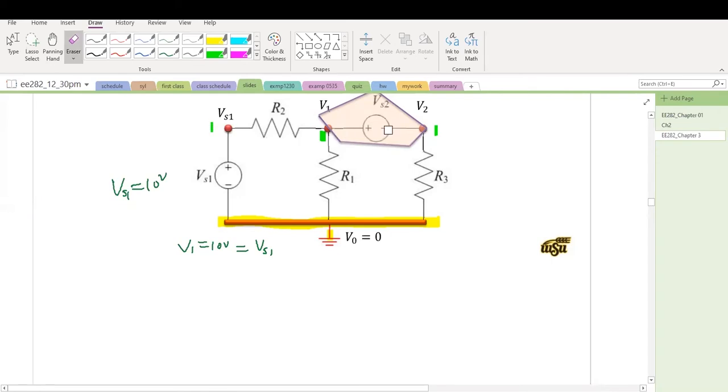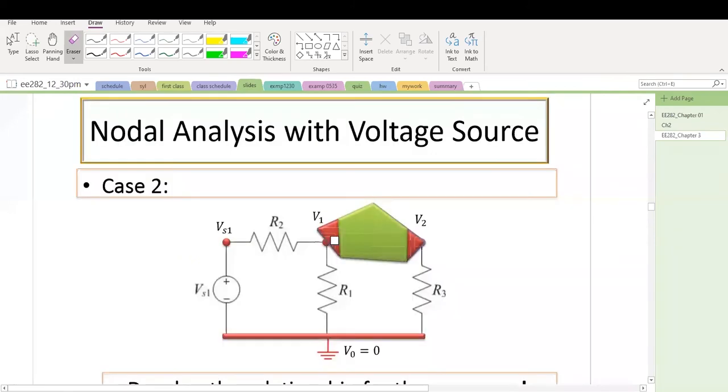Of the three nodes here, we have figured out one already. We need to solve only two node voltages, which are V1 and V2. So how do we solve V1 and V2 here? The effective way is to form a supernode, which is a boundary.